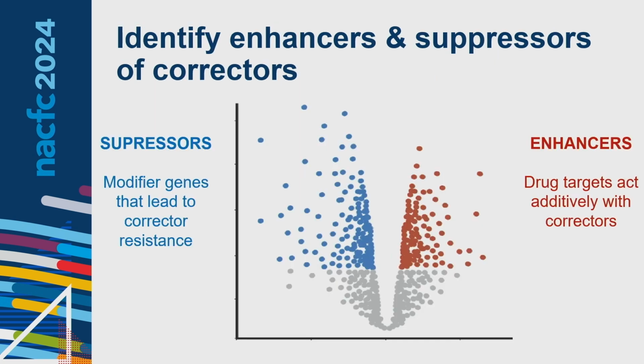And so this helps me identify both enhancers and suppressors of correctors. Enhancers are great because these are potential drug targets that can act additively with correctors, whereas suppressors can give us some idea of the genes that might lead to corrector resistance.